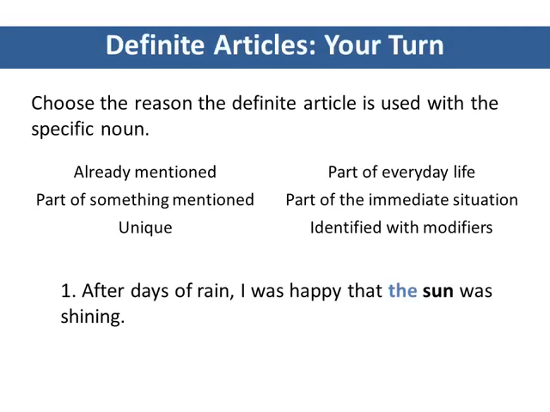Now it's your turn. Think about what makes a noun specific. Choose the reason the definite article is used with the noun in each sentence. Number 1. After days of rain, I was happy that the sun was shining.